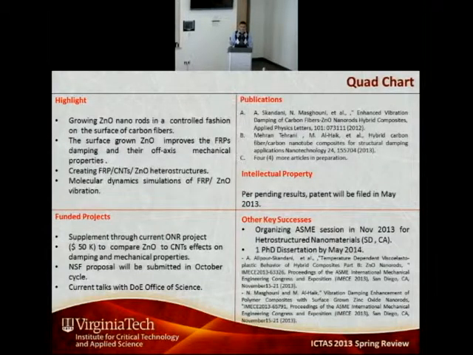As funded projects, we have a supplement through the current ONR project. We have $50,000 to compare zinc oxide to carbon nanotubes effects on damping and mechanical properties. And then we have an NSF proposal that will be submitted in the October cycle. And then we are currently in talks with the Department of Energy Office of Science.